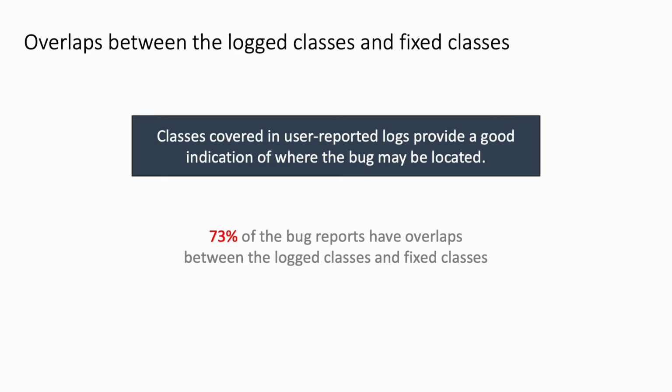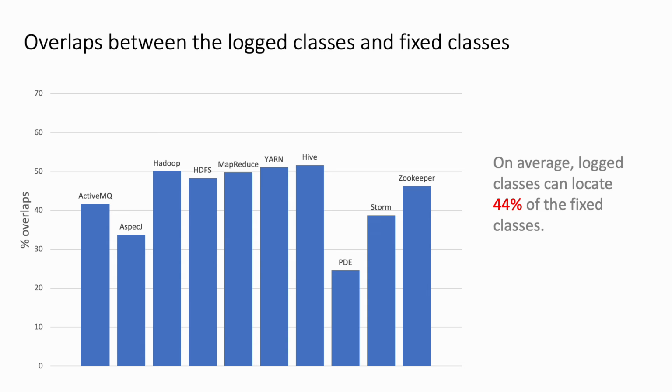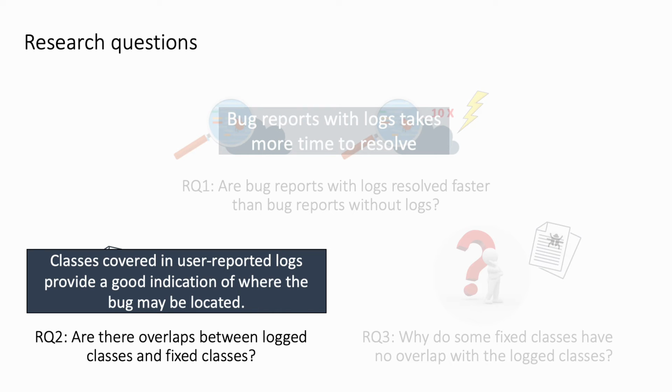In fact, 73% of the bug reports have overlaps between the log classes and fixed classes. Plus, on average, across the study systems, log classes can locate 44% of the fixed classes. Based on that, we answer our second research question that there are overlaps between log classes and fixed classes.